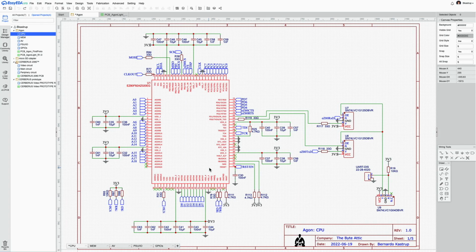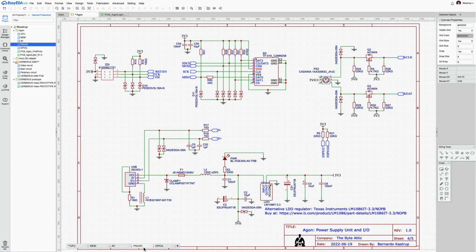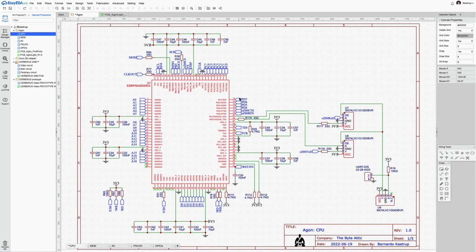This is the schematic diagram of Agon. It's one page of 5. There are 4 other pages. I'm looking at the CPU page now. There's also the memory page, the audio video page, power supply unit and IOs, and the GPIOs page. So let's start from the CPU.